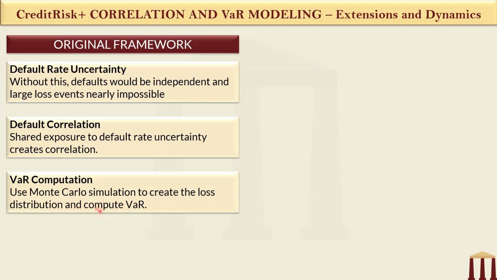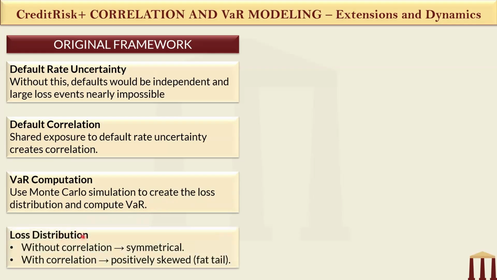CreditRisk+ uses Monte Carlo simulation to repeatedly simulate the default process and construct a loss distribution. Then the VaR, or value at risk, typically at the 99.9% confidence level, is calculated to estimate extreme credit losses. Now, if correlation was not there, this loss distribution would be symmetrical. The correlation makes the loss distribution asymmetrical, or positively skewed, with fat tails, which means that the probability of large losses increases, which matches real world portfolio behavior.